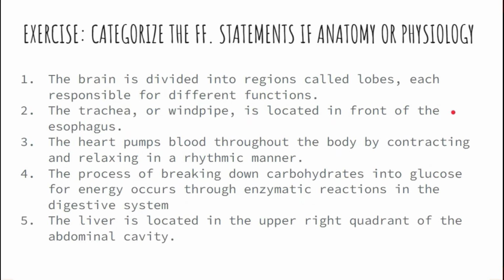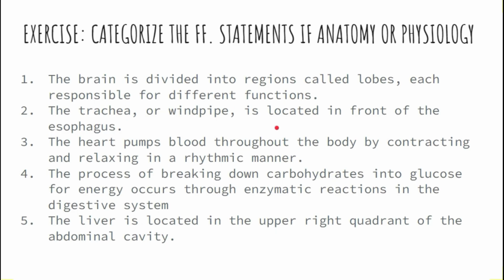So additional exercise. Please categorize the following statements if this pertains to anatomy or physiology. Number 1. The brain is divided into regions called lobes, each responsible for different functions. This is anatomy. Next, the trachea or windpipe is located in front of the esophagus. This is anatomy. Number 3, the heart pumps blood throughout the body by contracting and relaxing in a rhythmic manner.